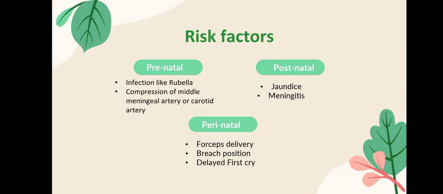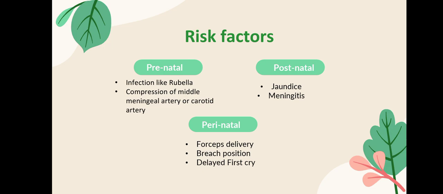The next one is the risk factors. Basically, what are the risk factors or the causes that can lead to the development of CP? The first is the prenatal risk factors, meaning the factors during pregnancy. If the pregnant lady is suffering from rubella infection, it can lead to brain damage in the fetus. But it can be controlled if the woman takes the proper vaccination. The second factor is any factor that can cause compression of the middle meningeal artery or the carotid artery of the fetus, so the blood is not supplied to the fetal brain and it can cause brain damage.